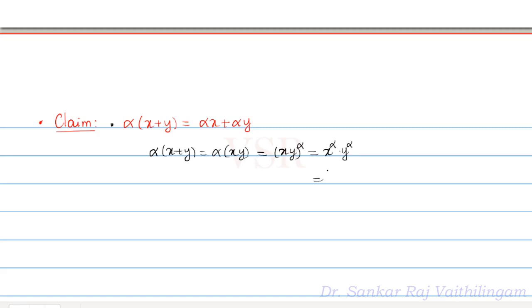And this is equal to x to the power alpha. How can we write it? There are two multiplications here, then I may write this as x to the power alpha plus y to the power alpha. This is the addition of these two vectors, which we have defined as multiplication. And this is equal to x to the power alpha, which is alpha x.